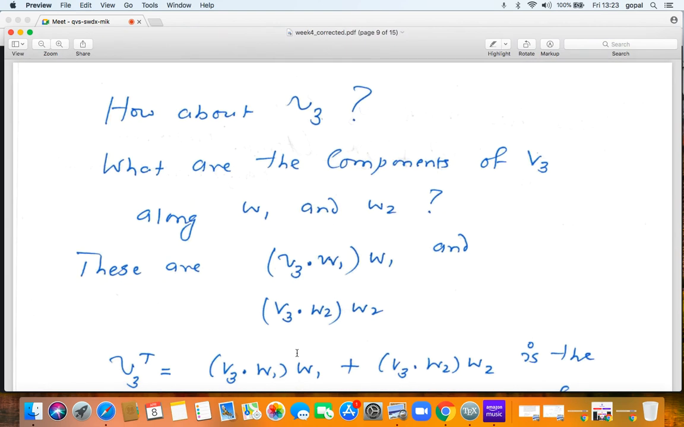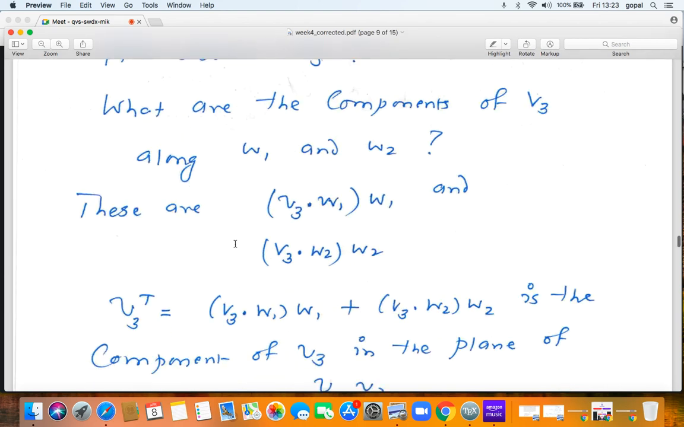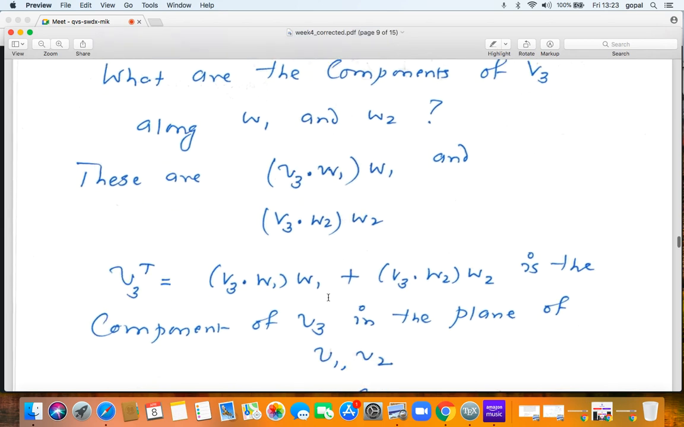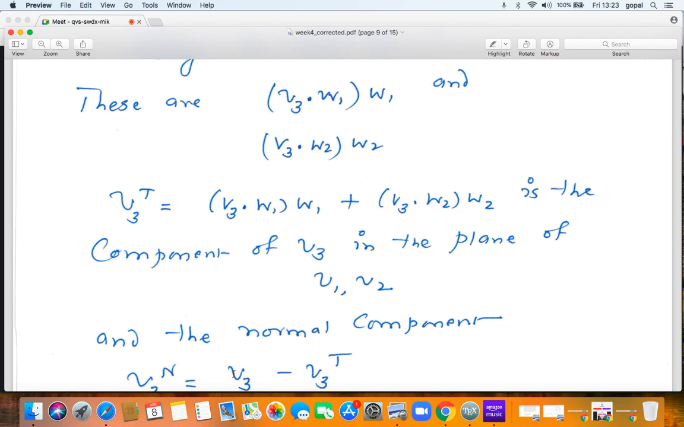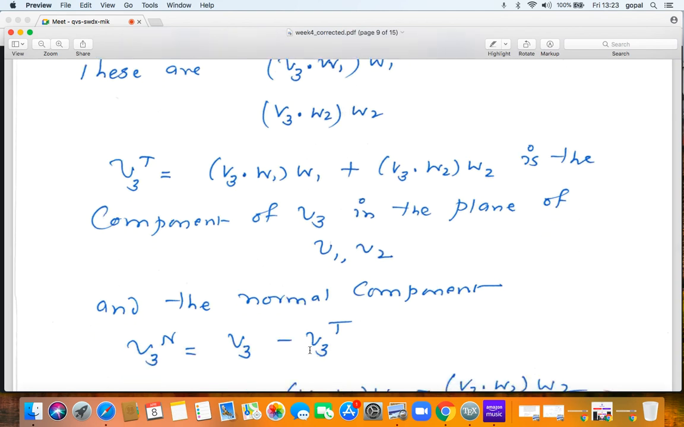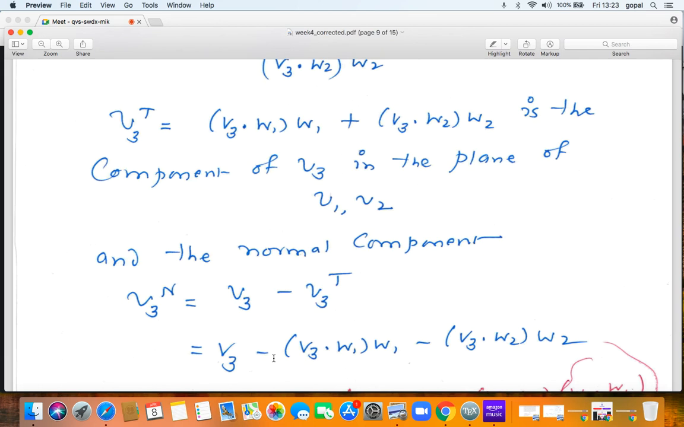How about v3? What are the components of v3 along w1 and w2? It is the same: (v3 dot w1) w1, and the component along w2 is (v3 dot w2) w2. So what is the component of v3 in the plane spanned by v1 and v2? I'm going to call it v3t. v3t is the sum of these two things. The sum of these two things is the component of this vector in the plane of v1 and v2, and the normal component is the difference. Whatever is left over after I subtract that component in the plane spanned by v1 and v2 is the normal component. So v3n is v3 minus (v3 dot w1) w1 minus (v3 dot w2) w2.